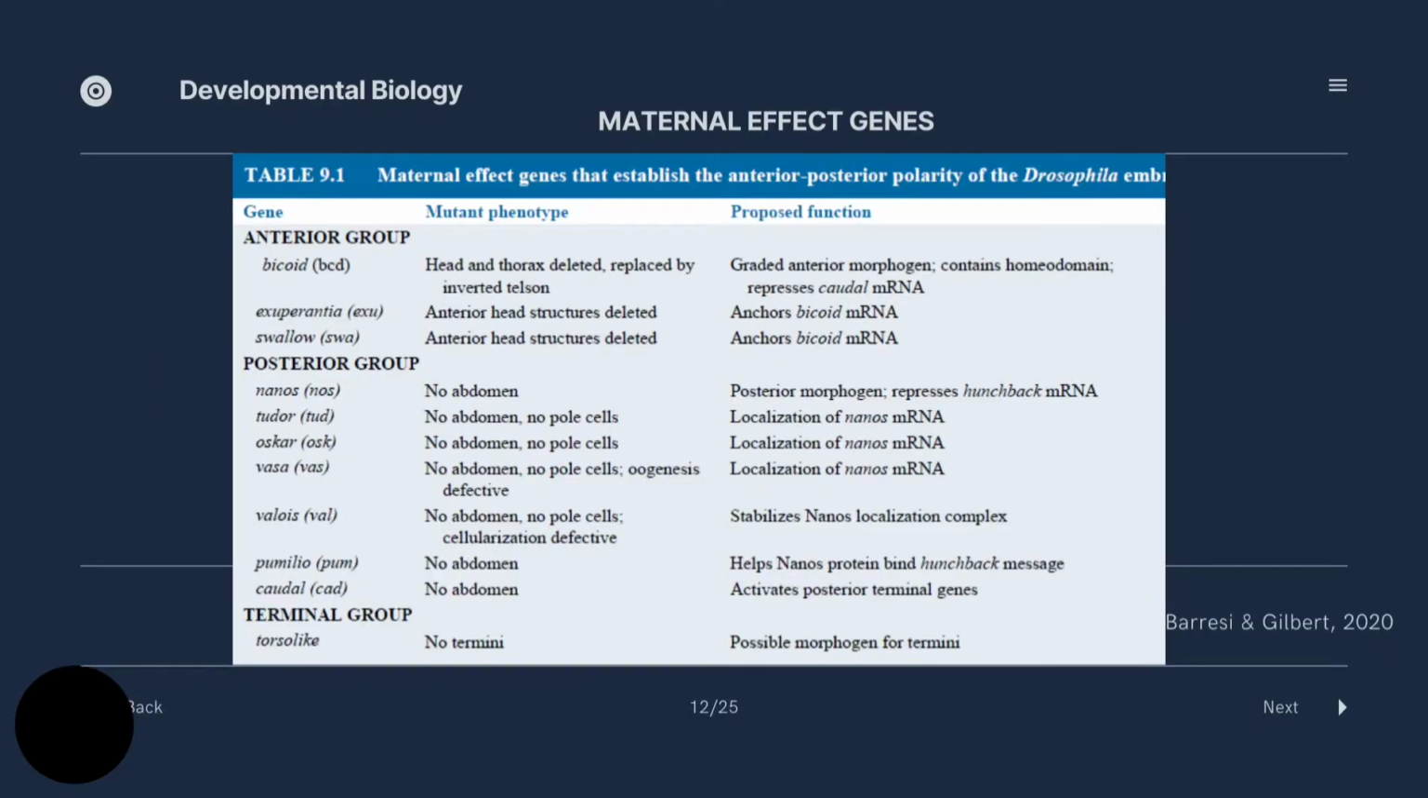This table shows the three sets of genes: the anterior set of genes, which include bicoid, exuperantia, swallow, etc. The posterior set of genes include nanos, caudal, oskar, etc. And the terminal set of genes include the torso-like genes, etc.